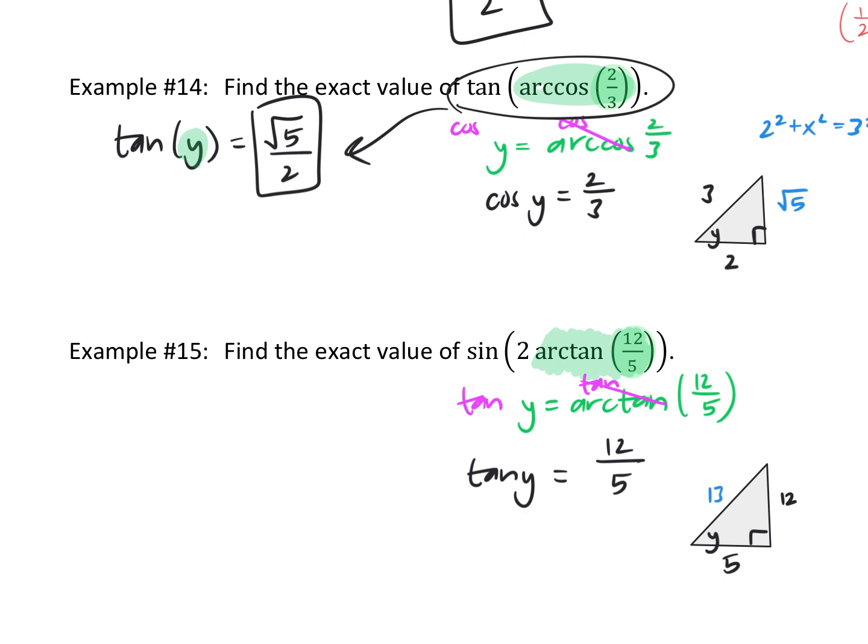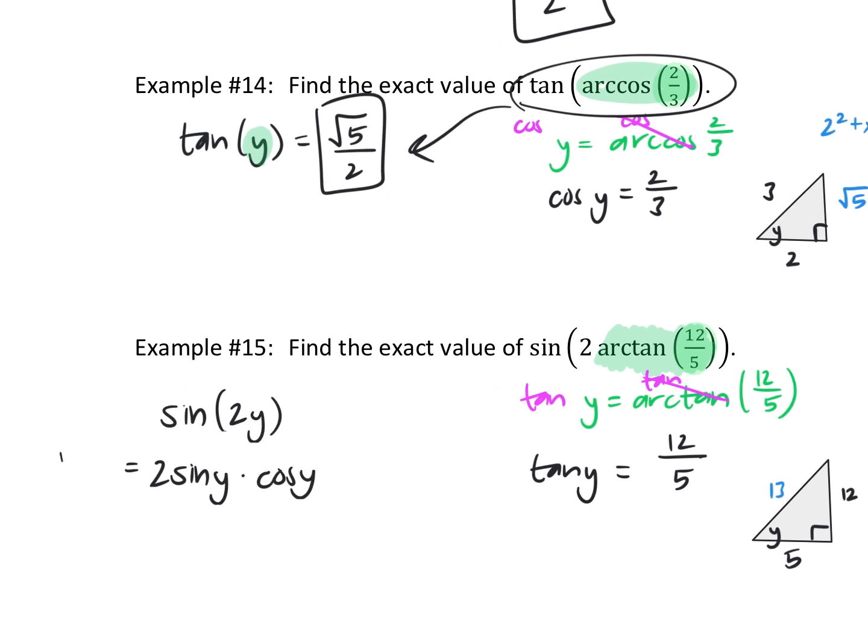Okay, so since I let that piece be y, we are technically evaluating sine of 2y, right? There's a 2 in front of it. Well, do I know that formula? Sine of 2y is equal to something from your gold sheet, right? This is equal to 2 times sine of y times cosine of y using your identity number 24.